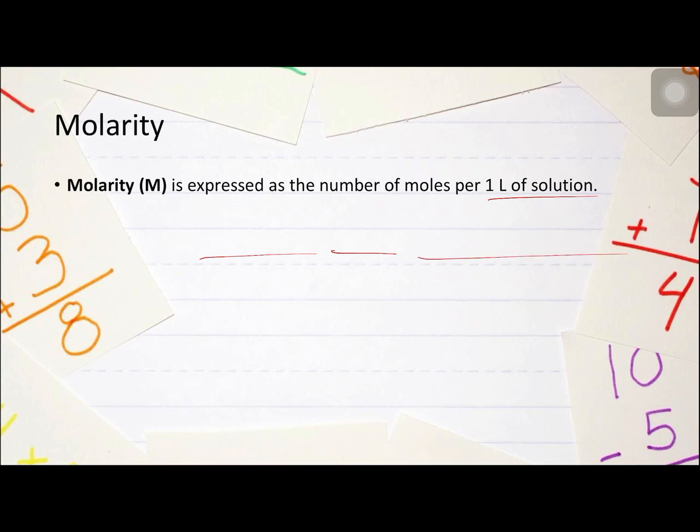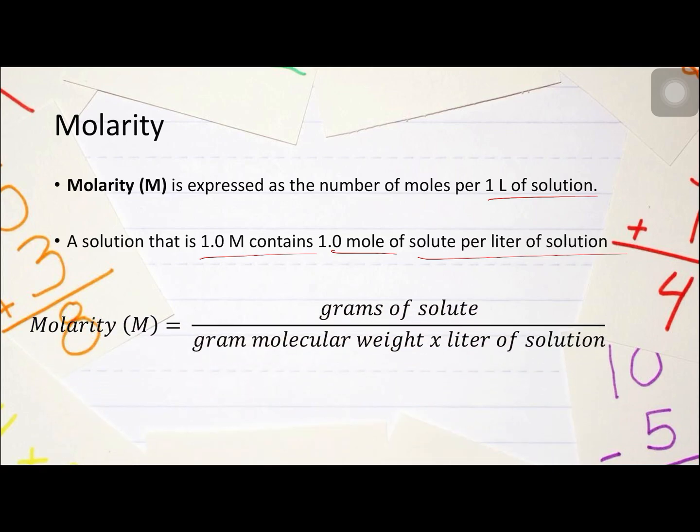So that means we use the following formula. Molarity is equal to grams of solute, which would almost always be given, over your gram molecular weight, which you can compute from the chemical formula, times, of course, your liters of solution, which will also be given. Okay, so that would be very simple.